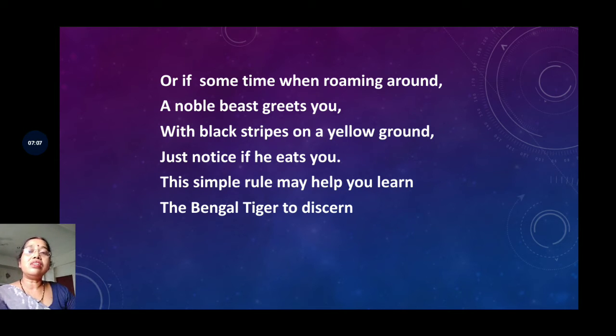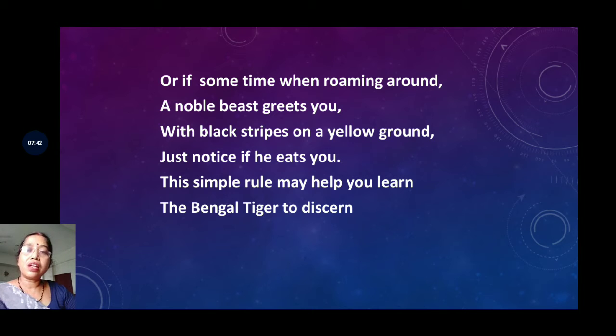In the second stanza, the poet talks about the Bengal tiger. See the second stanza. Or if sometime when roaming around, a noble beast greets you with black stripes on a yellow ground. Now yellow ground refers to the yellow skin, the outer skin of the animal. Just notice if he eats you. This simple rule may help you the Bengal tiger to discern. Discern means to identify.